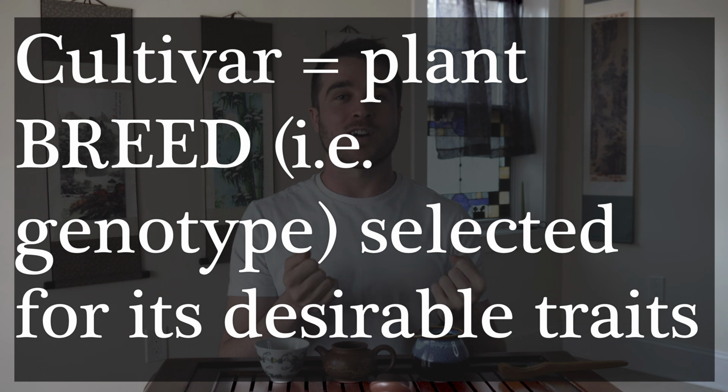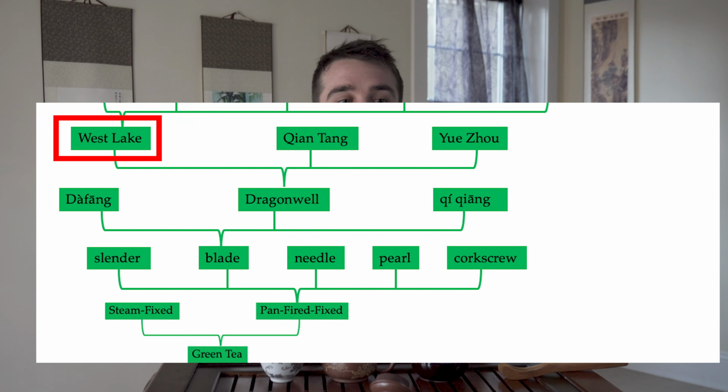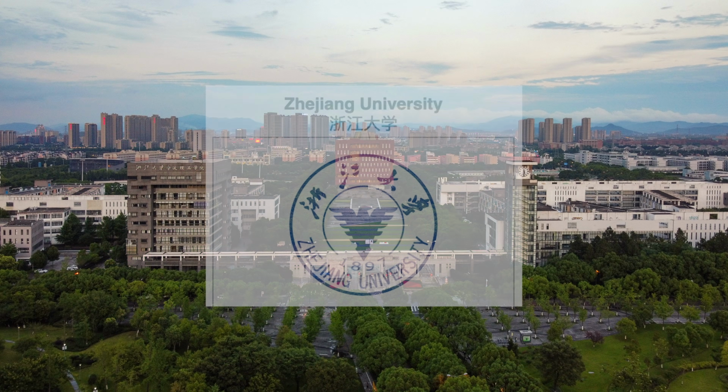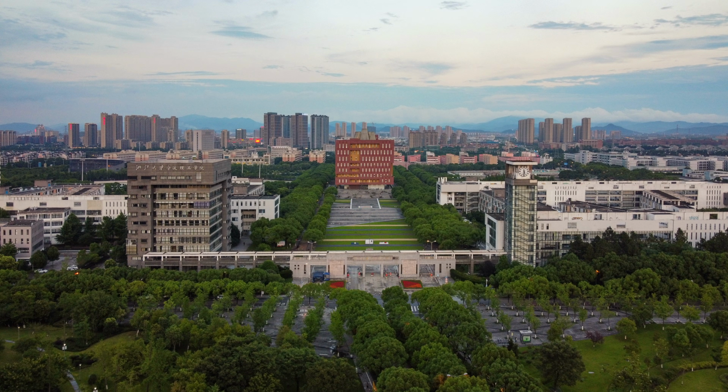And so for Westlake dragon well, you have maybe 5 or 6 different cultivars that are commonly used to make Westlake dragon well. So among commonly used cultivars, you got Longjing 43, Pingyang Tezao, Wuniu Zao, Zhenong 139 and 117. Zhenong just is the Zhejiang Agricultural University that's right in Hangzhou, right next to Westlake.